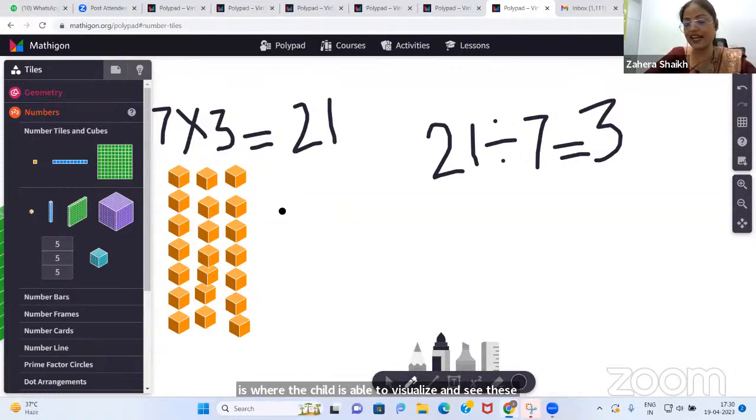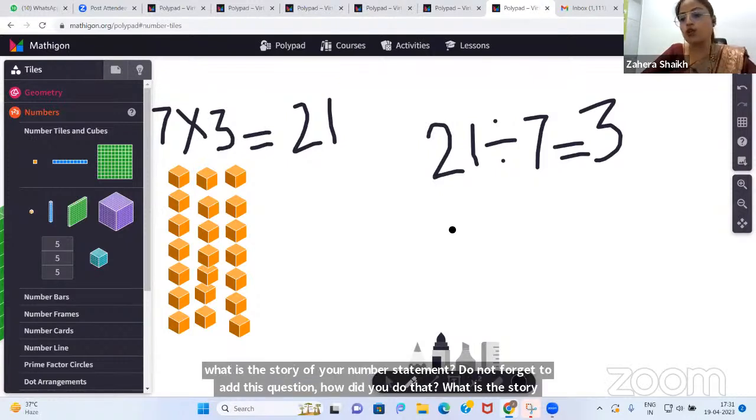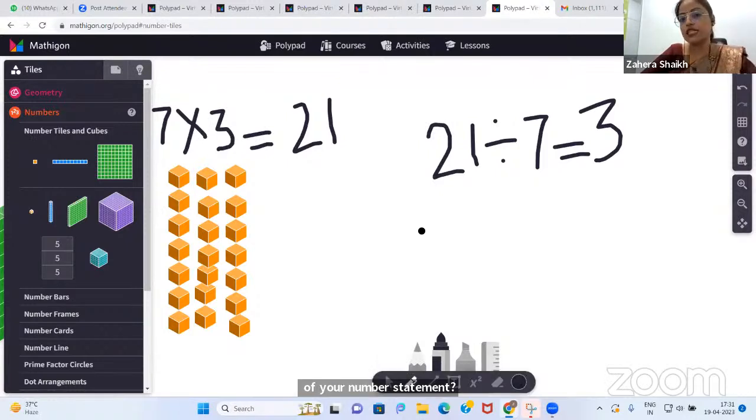abstract numbers, right? So once you get the answers, you should not forget to ask this question: how did you do that? What is the strategy that you used to get the answer? And what is the story of your number statement? Do not forget to add these questions when you really want your children to be fluent in their mathematics problem solving, right? So any questions still here?